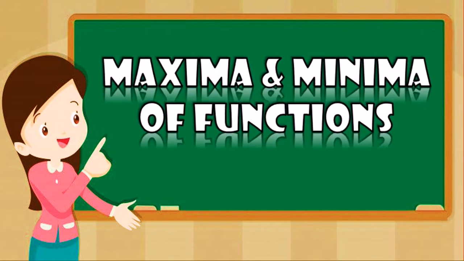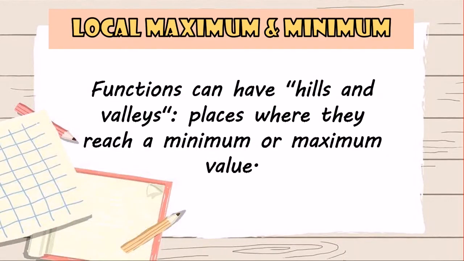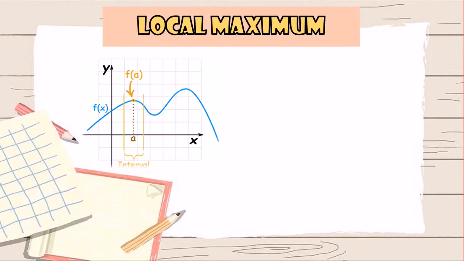In this video, I'm going to discuss maxima and minima of functions. Local maximum and minimum. Functions can have hills and valleys, places where they reach a minimum or maximum value. By looking at this graph, we can see where they are, but how do we define them? First, we need to choose an interval.